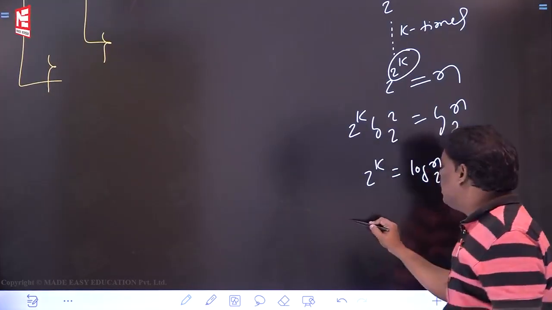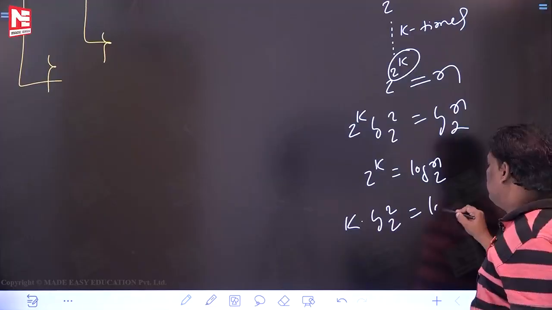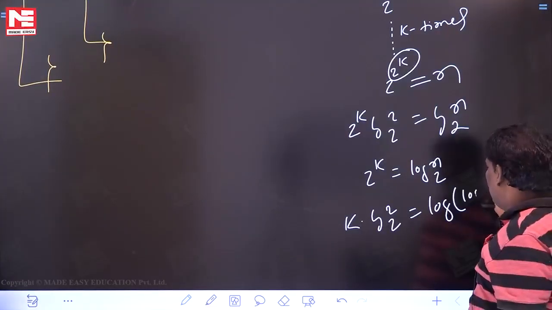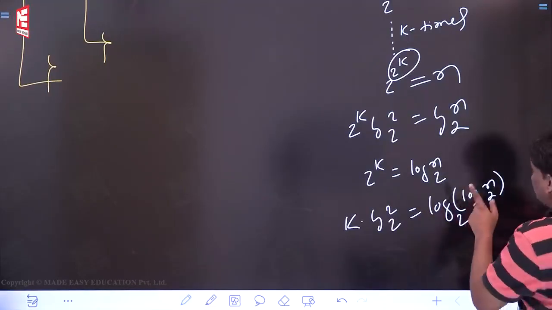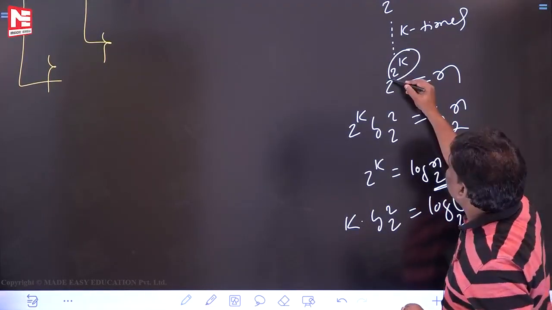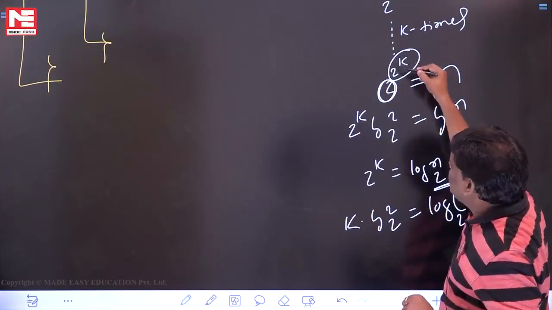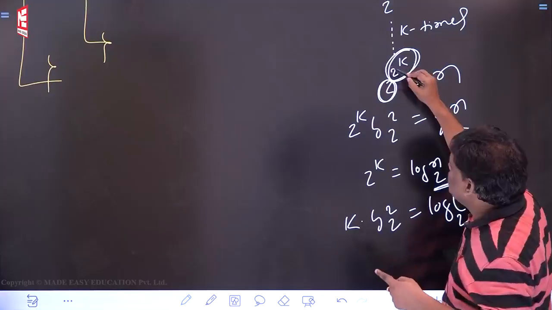Now again apply log on k. Log 2 base 2 is equal to log of log n base 2. Here also base 2. Some people are asking me, first the base came because of this 2, and second the base came. After applying log the first time, this will fall down. Next time this.